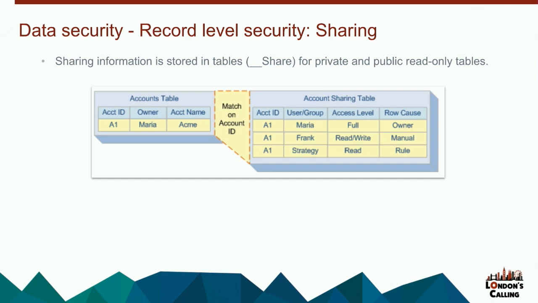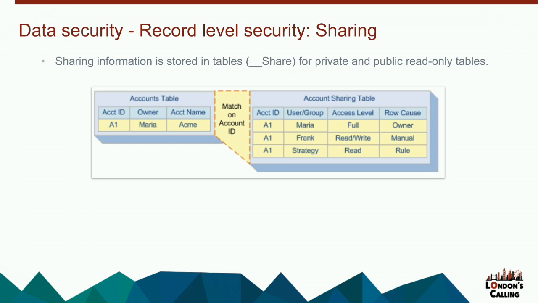But as this is a talk for developers, I want to explain something else regarding record level security. When you set up a sharing model as private or public read-only, Salesforce is going to automatically create what they call shared tables. So, for example, say that I have set up my account table as private. Salesforce is going to automatically create a table called Account__Share, which you can query.